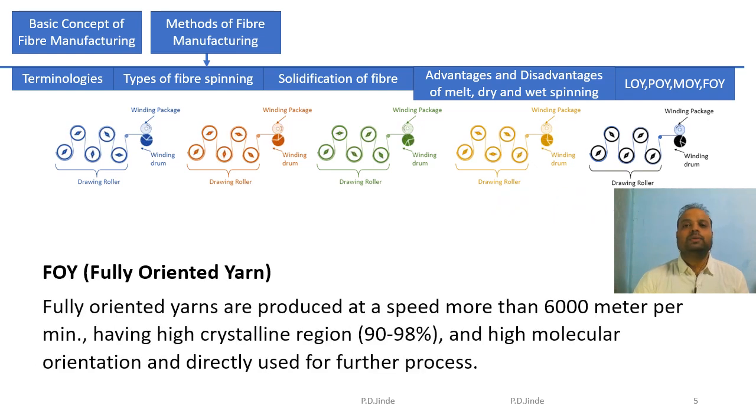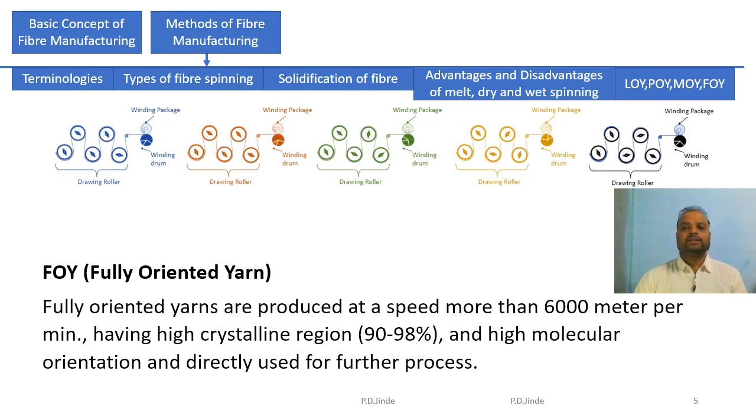And last but not the least is fully oriented yarn. Fully oriented yarn is produced at a winding speed of more than 6,000 meters per minute, and has the highest crystalline region of about 90 to 98% and a higher molecular orientation, and can be directly used for further processing. It has an extremely better shelf life.